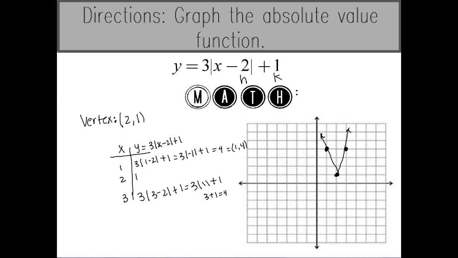And if the question were to ask me for the axis of symmetry, the axis of symmetry is always the line through your vertex that cuts your graph in half and makes it look symmetrical. So now that I have my V and my axis of symmetry, I know I am finished and I have graphed the absolute value function.